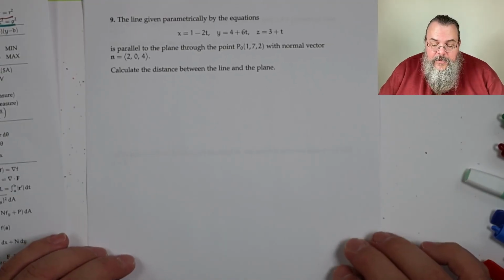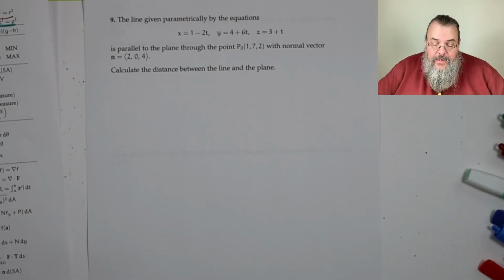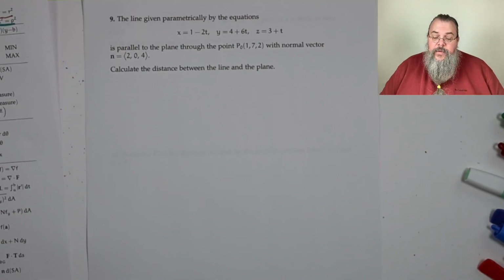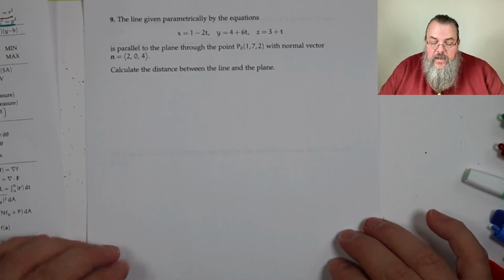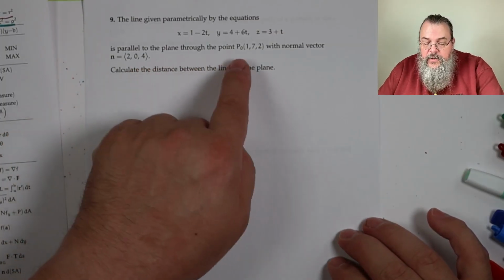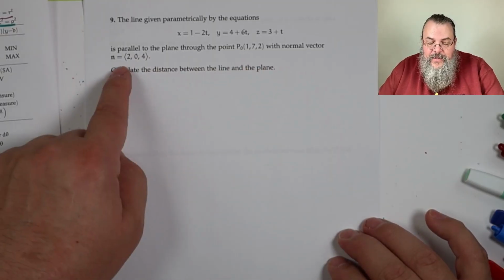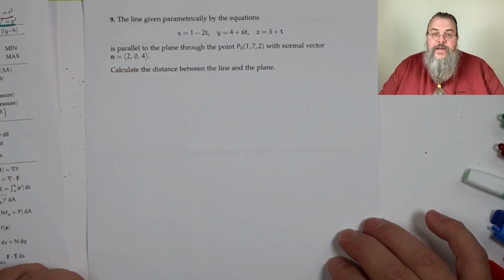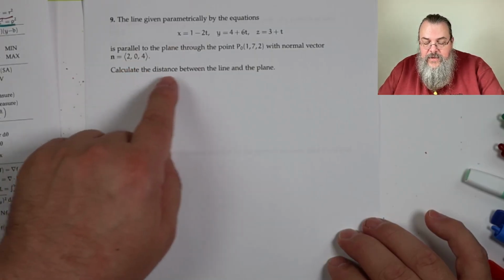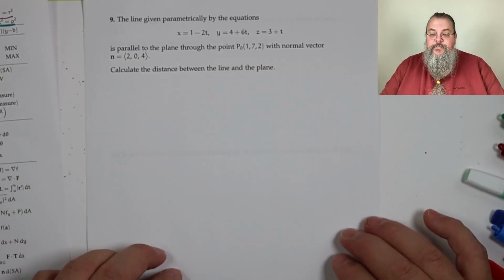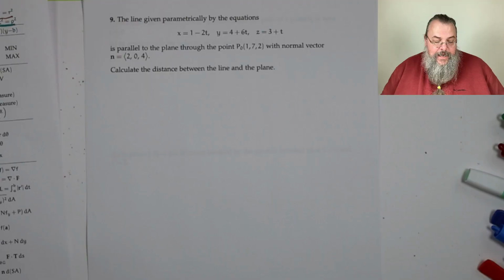The line given parametrically by the equations x equals 1 minus 2t, y equals 4 plus 6t, and z equals 3 plus t is parallel to the plane through the point P0, (1, 7, 2) with normal vector (2, 0, 4). And then there's a question. Calculate the distance between the line and the plane. Now, how can we do that?